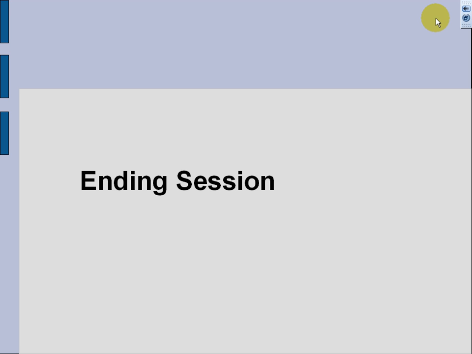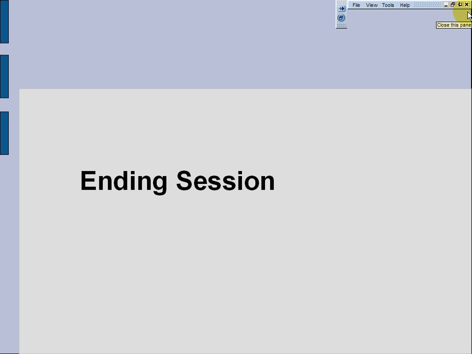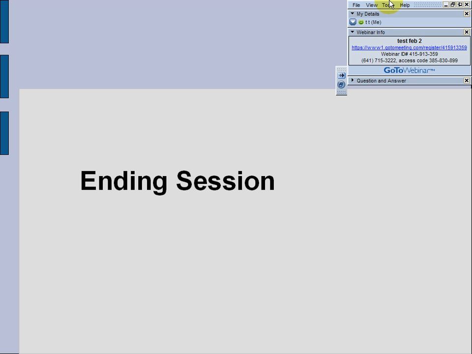When you want to end, you just either go to exit and leave the webinar on the file pull down, or you just press the big X at the top. If you close everything off and you need to see your panels again, just hit the default under Tools, and you can open up whichever of the panels you want. Again, it's the Q&A that's most important.